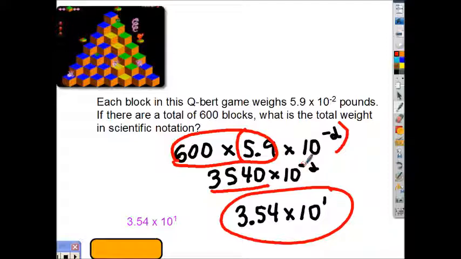Now I have to write this in true scientific notation. So let's see. This decimal moved back 2 places because of this, but I'm pretending like it's here, so I'd have to move it 1 place to the right to get it there. So this would be my answer in scientific notation, and actually I should add the word pounds because we need to have units.